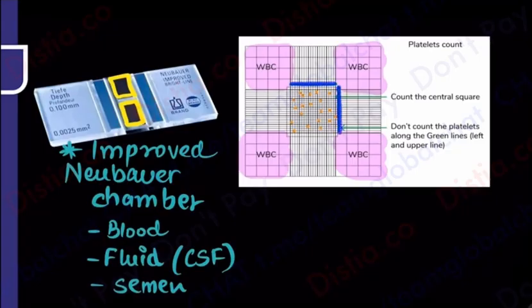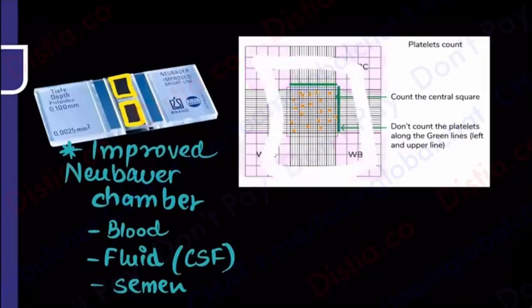These two green lines they have made, you're not going to count the platelets along this line and the platelets that are lying along this line. So these two lines of platelets are not counted, otherwise the count will come falsely elevated. So remember, platelets lying on this peripheral line and platelets lying on this peripheral line are not counted.